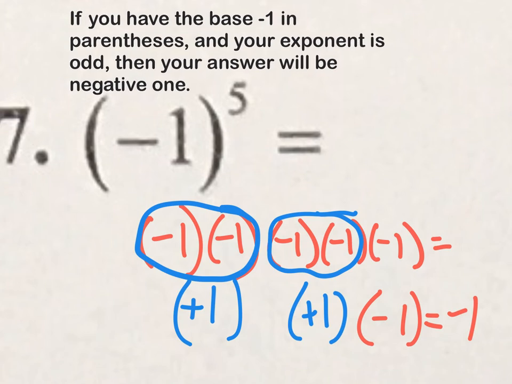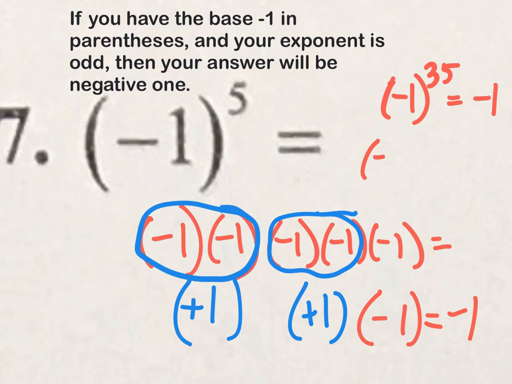So if you have the base -1, and it's inside parentheses, you have to have parentheses, and your exponent is odd. This is 5. That's odd. That means you're going to be able to pair up all of them except one. And that's why your answer will always be -1. So if I say -1 to the 35th power, that answer will be -1, because the exponent's odd.